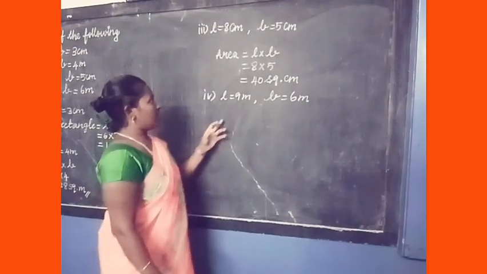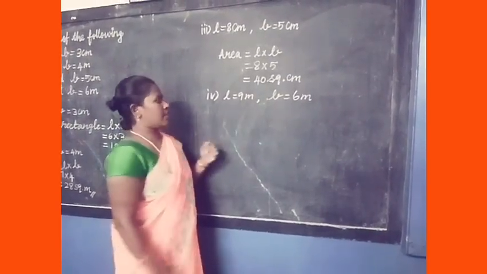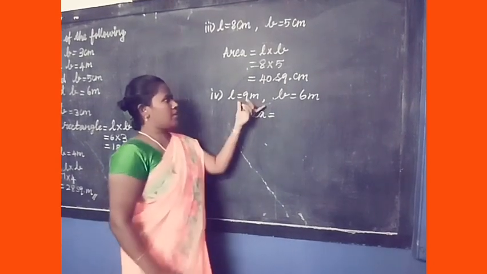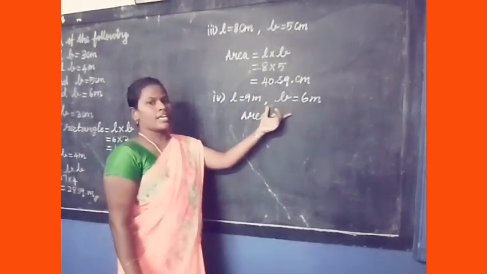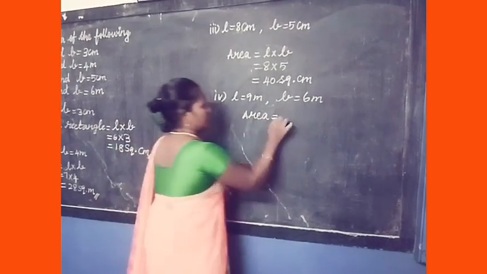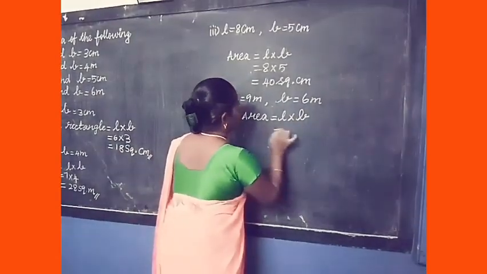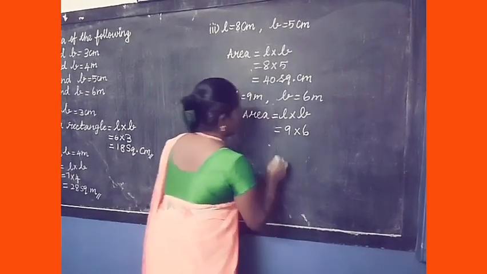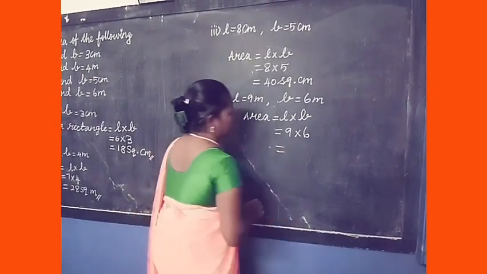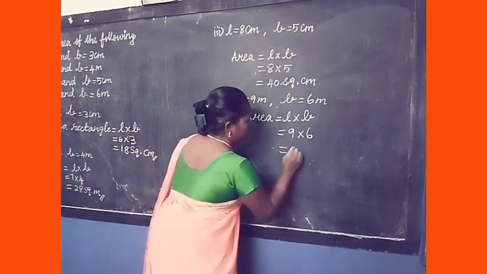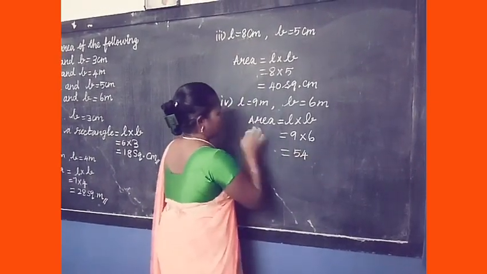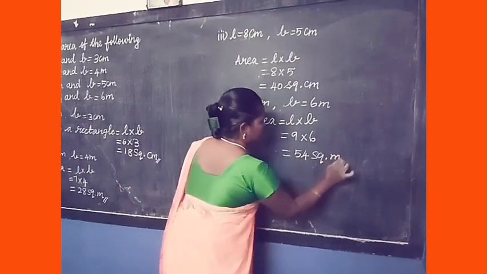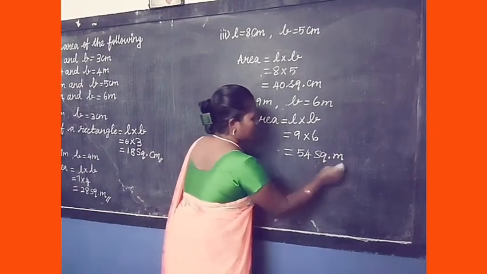Children, say the formula for area for rectangle formula. Area is equal to the given value L and B means the formula is L into B. L into B. Now multiply the value 9 into 6. So 9 6s are 54. So area means we write square. Unit value is meter. So the answer is 54 square meter.